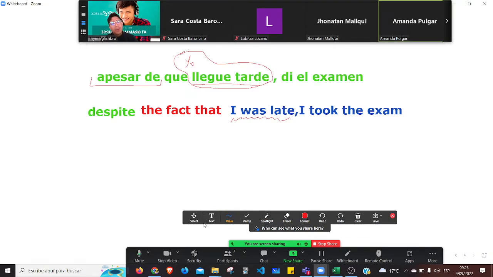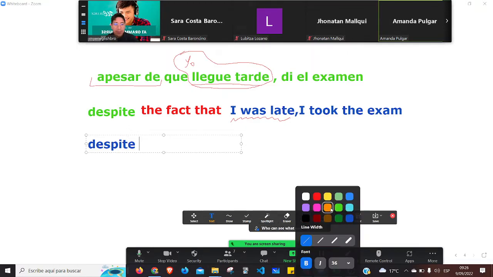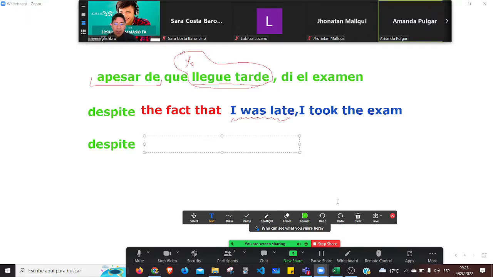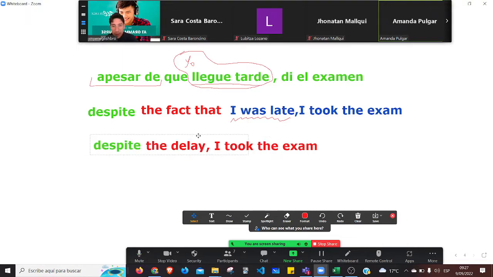La misma oración, pero con un sustantivo. ¿Cómo sería? Despite, un sustantivo que se les ocurra. Despite the time, a pesar de la hora. Despite the time, coma, I took the exam. Entonces puedo decir, despite the delay, a pesar del retraso. ¿Cierto? ¿O no? Y esto es un sustantivo porque no hay verbo. Por lo tanto va de frente. ¿Ahora sí quedó más claro el despite? Sure, teacher. Okay, good job, good job.